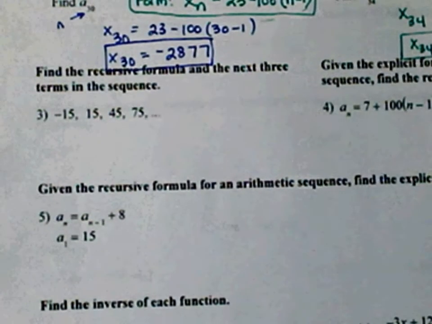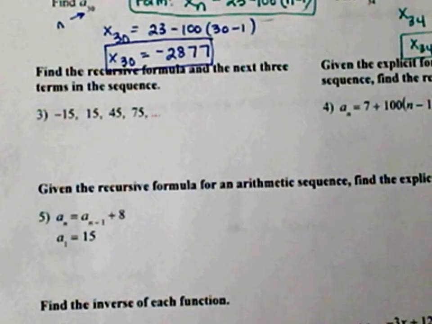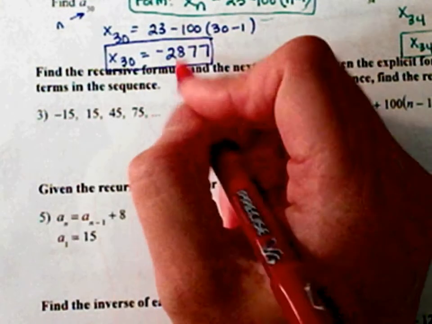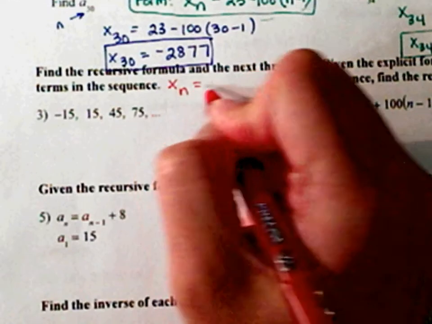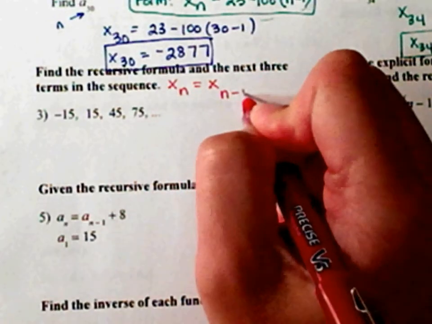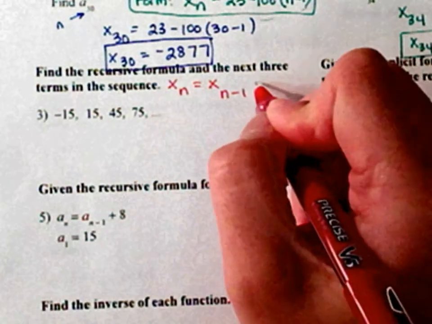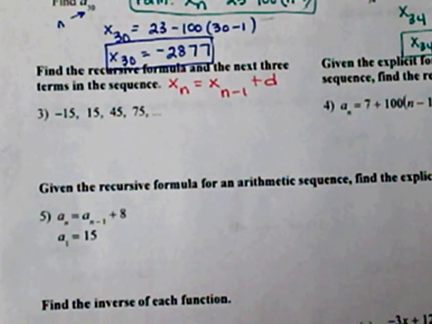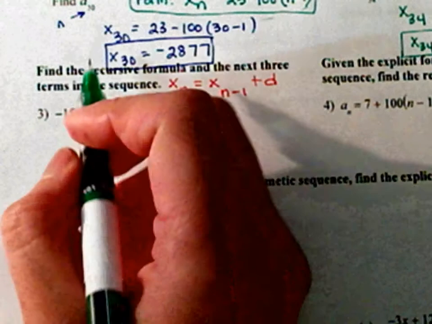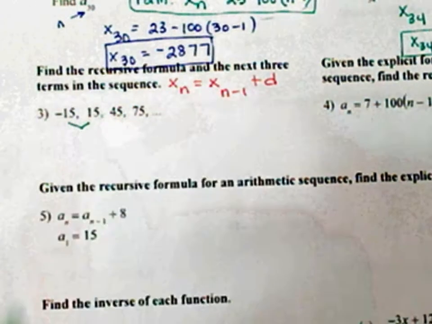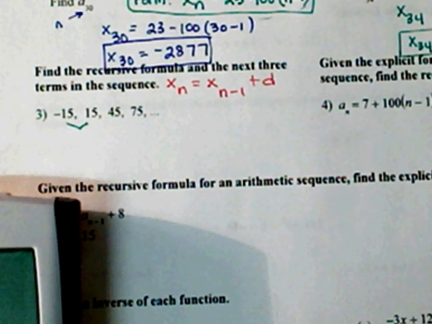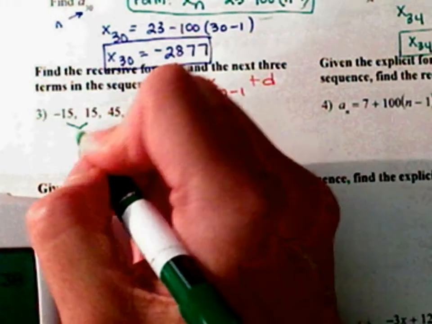Number 3. It says find the recursive formula and the next 3 terms in the sequence. The recursive formula is x of n equals x of the previous term plus your d. That is the formula for the recursive. So let's take a look at our question. Let's see our difference, okay? 15 minus negative 15 comes out to be positive 30.